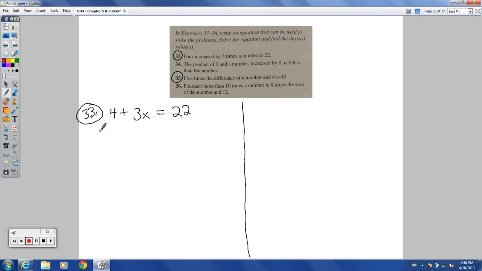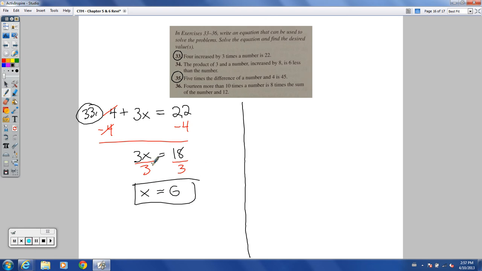for the variable. Canceling out here and here, we'd have 3x equals 18. Divide both sides by 3, and you get your answer. The value you were looking for would be x equals 6, or whatever letter you chose. Your answer should be 6.